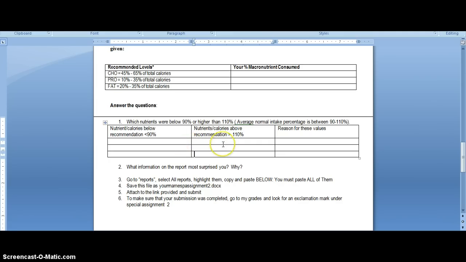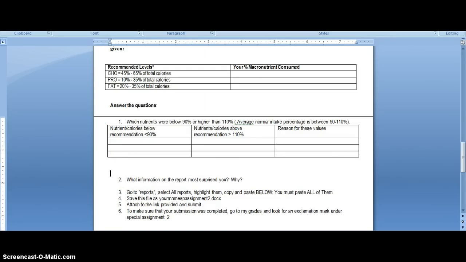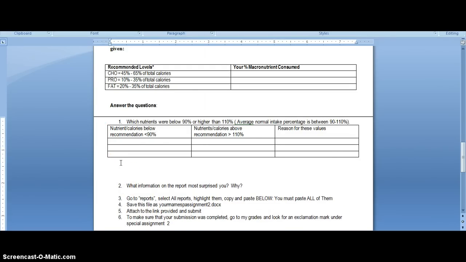After you've entered that information in the spaces provided, you need to tell me, what do you think is the reason for these values being below the 90%, or what is the reason for these values being above the 110%? If you need more room, then please go ahead and enter it in the space below here until you have answered everything thoroughly.